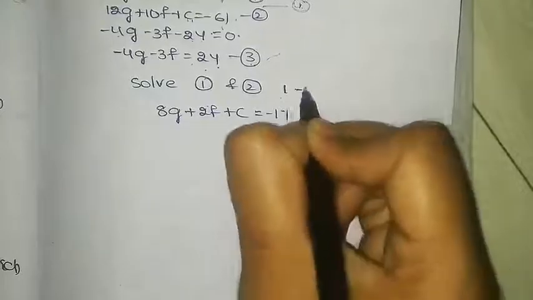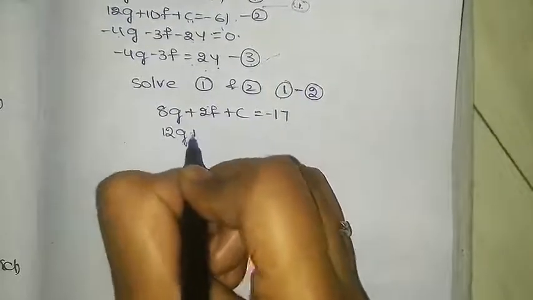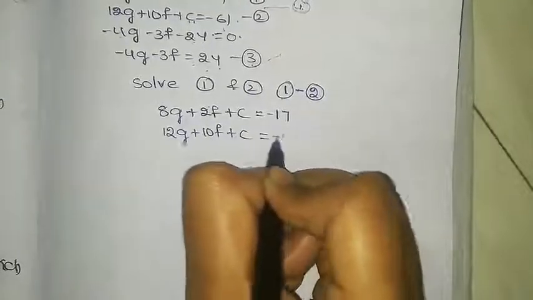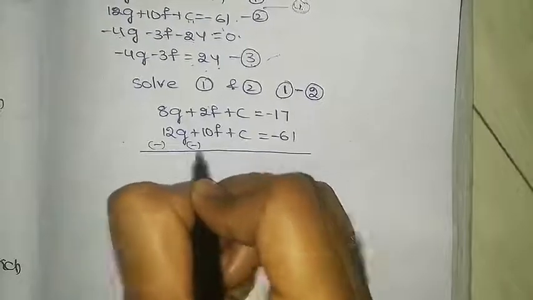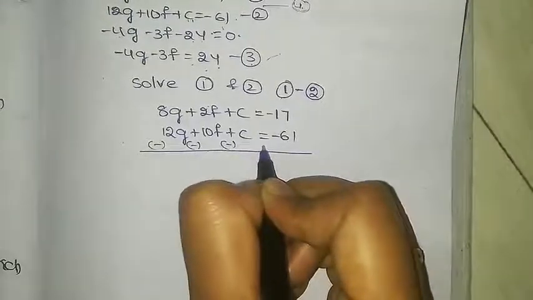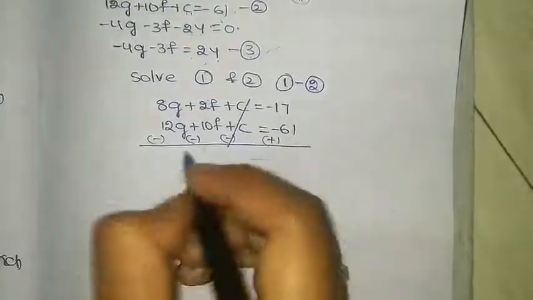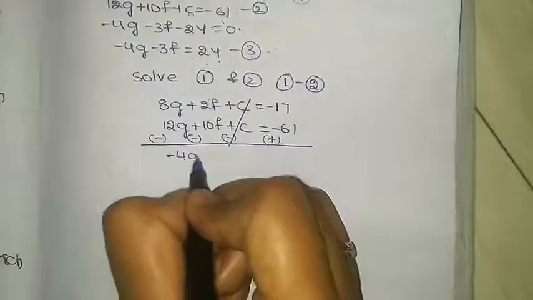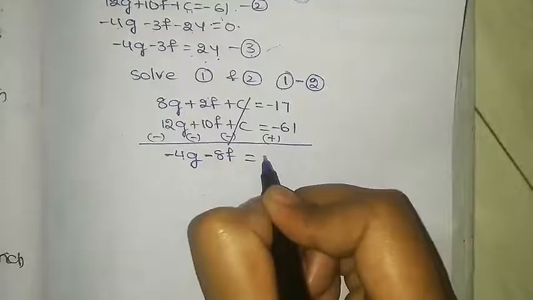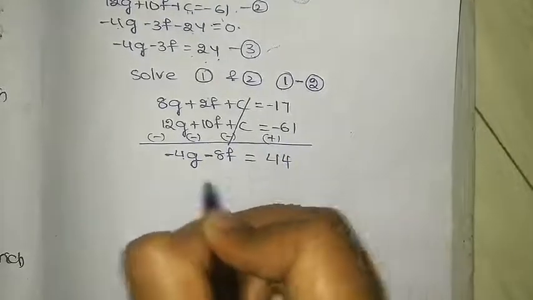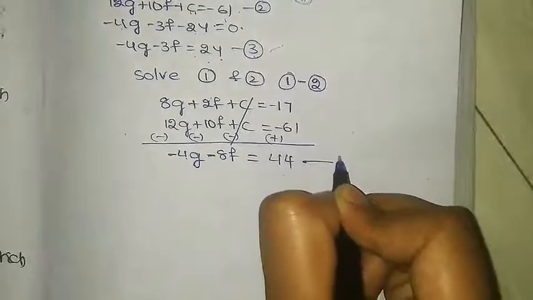8g plus 2f plus c is equal to minus 17. So now I am doing 1 minus 2. 12g plus 10f plus c is equal to minus 61. So when we subtract, the plus and minus will change. So plus c and minus c cancel. Here minus 4g minus 8f is equal to 44. Let it be equation number 4.